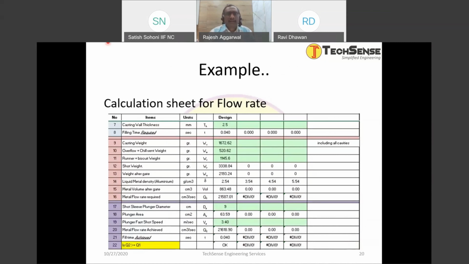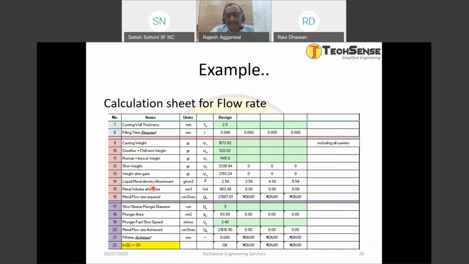Right? You remember we have considered the casting thickness. We can calculate the fill time required. Then we have the different weights, right? Then we have the weight after the gate. That will be the sum of casting weight plus overflow chill vent weight. That is the weight after gate.